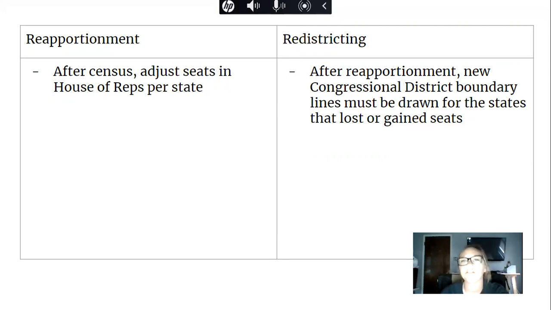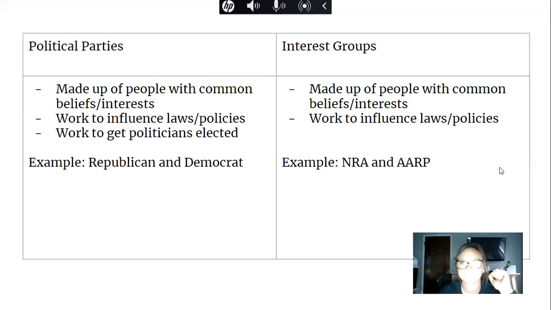Okay, and then redistricting comes after we reapportion. So once we know how many seats each state's going to get in Congress or in the House of Representatives, then that is when the redrawing of those congressional district lines will happen. And remember, it's the state lawmakers that are in charge of drawing those district lines for their own state. And that's kind of where gerrymandering comes into play.